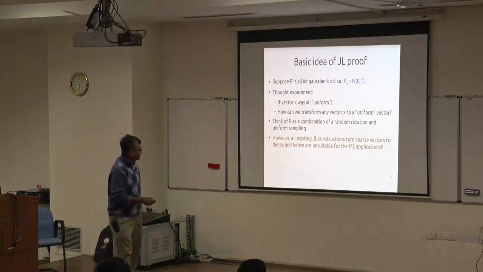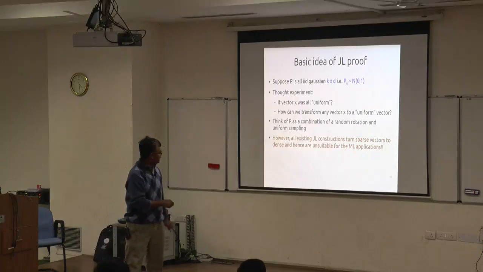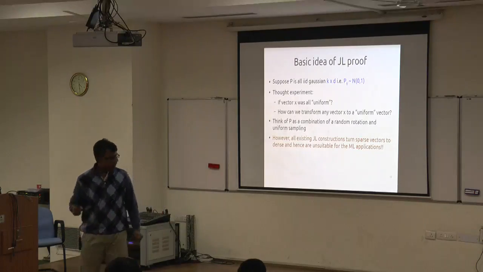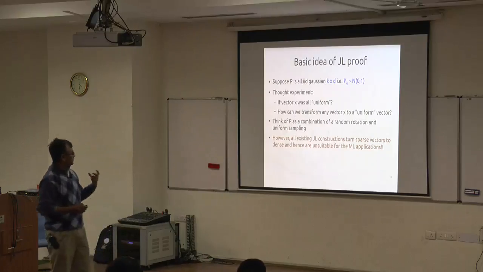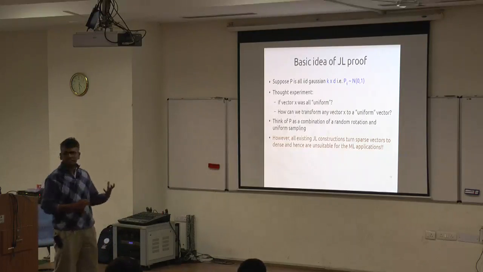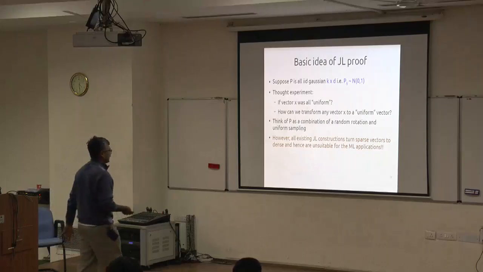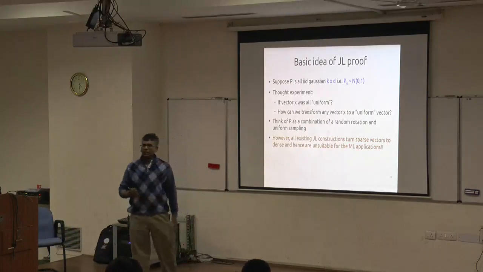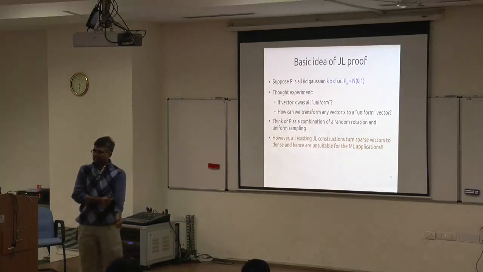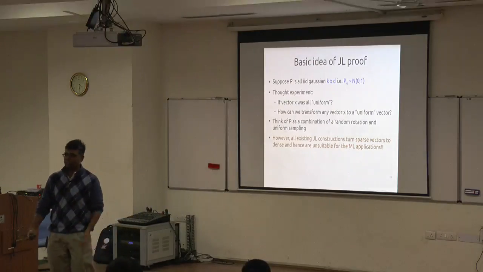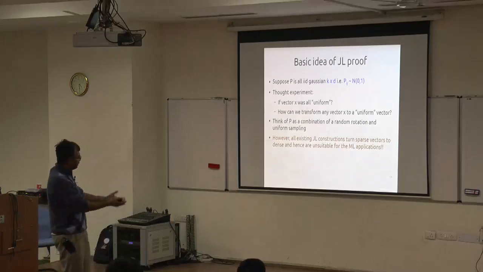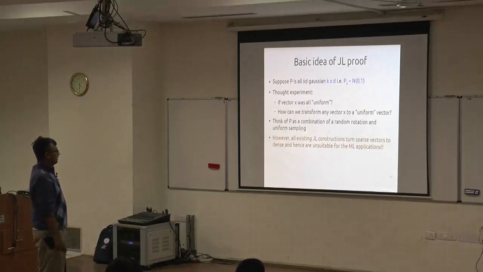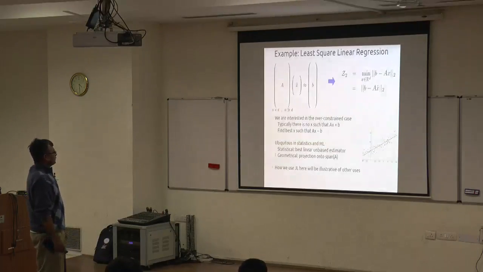Okay, but this is the trouble: all existing JL constructions were ones that turn sparse vectors into dense ones, and hence are kind of unsuitable for machine learning applications. And we kind of knew that you cannot do better. There were lower bounds that say that you cannot do better than this because of information theory. So what happens?